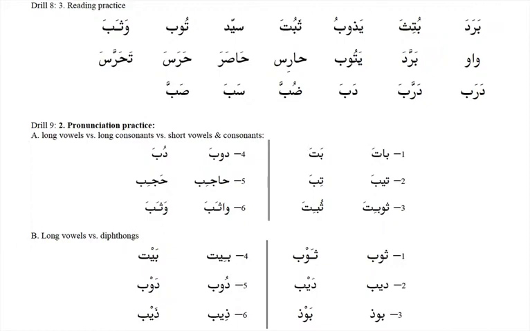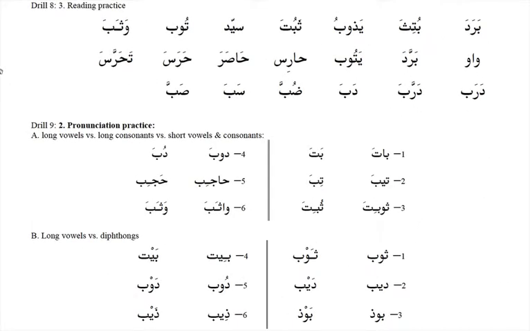Drill 9, pronunciation practice. Part A, long vowels versus long consonants versus short vowels and consonants. Bata, bata. Tiba, tiba.